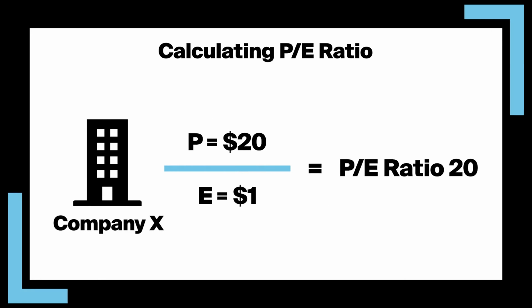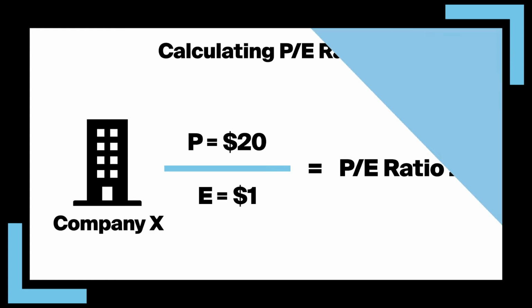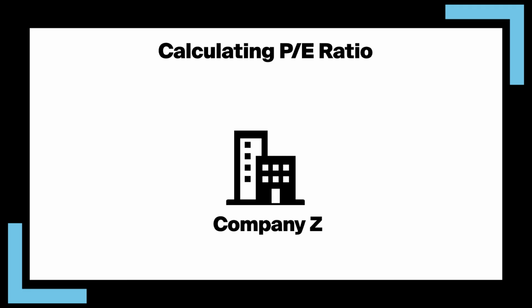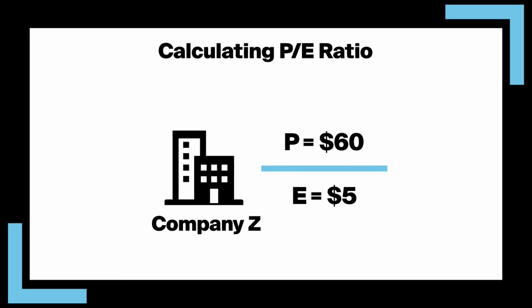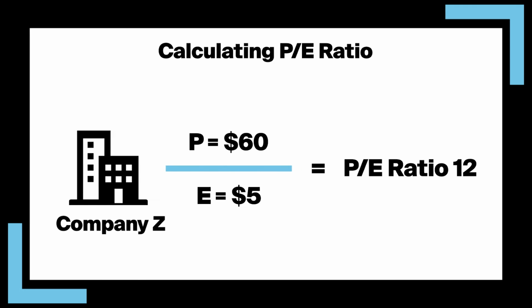In order to determine whether a stock is cheap or expensive, an investor may compare the stock's PE ratio to that of similar companies within the same sector or industry. We'll compare it to company Z, which has a higher share price, $60, but earnings per share of $5. So its PE ratio is 12, which is lower.